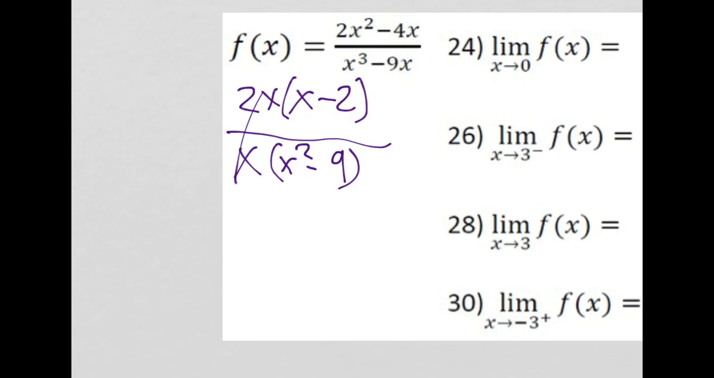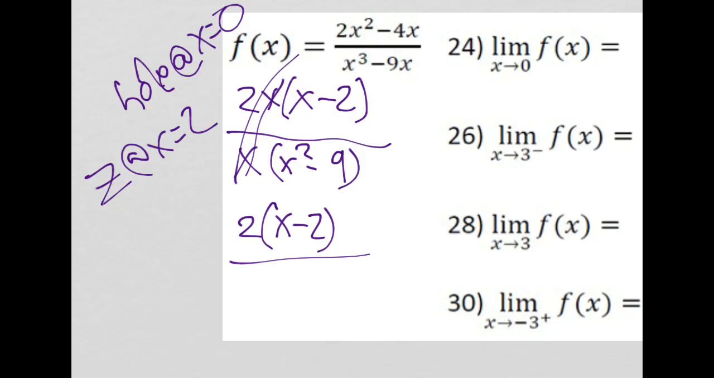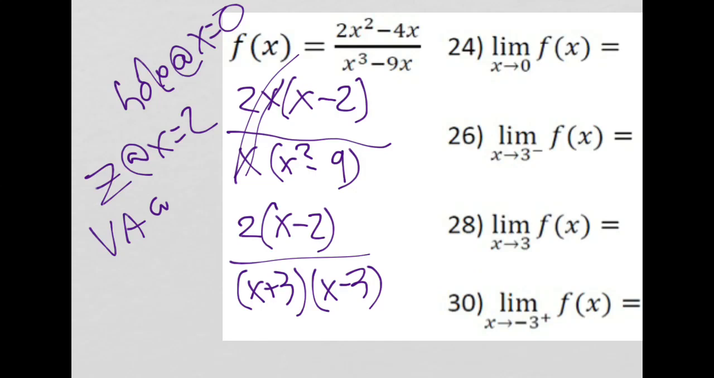So notice I have an x and an x right there. So I'm going to get a hole when x is 0. Hole at x equals 0. Now, the denominator x squared minus 9 is a difference of squares. So, fully factored, I'm going to get 2 times x minus 2, which gives me a 0 at x equals 2, over x plus 3 times x minus 3. So I have vertical asymptotes at x equals plus or minus 3.